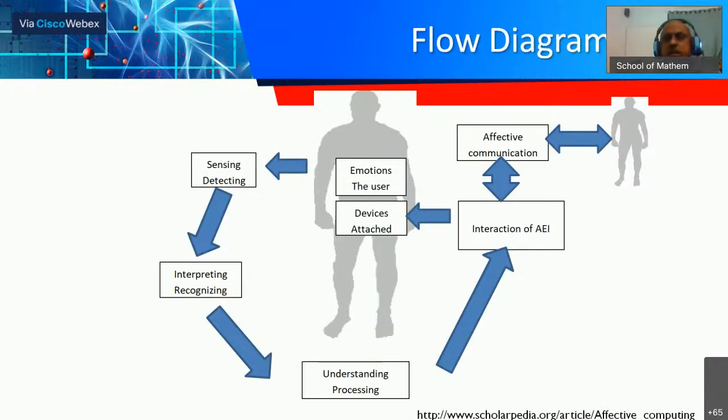So how it goes is, the flow diagram of AEI is: emotions of the user. Emotions of the user are captured and sensed and detected, and then the necessary interpretation and recognizing of what kind of emotion is happening, and further understanding that emotion, understanding other emotions, and processing that, and making some good decisions, which will be interacted. Interaction of AI will happen. This interaction will reflect through the devices attached, or if it is another human or another system, it will go via affective communication. Okay, this is the flow diagram of AI.